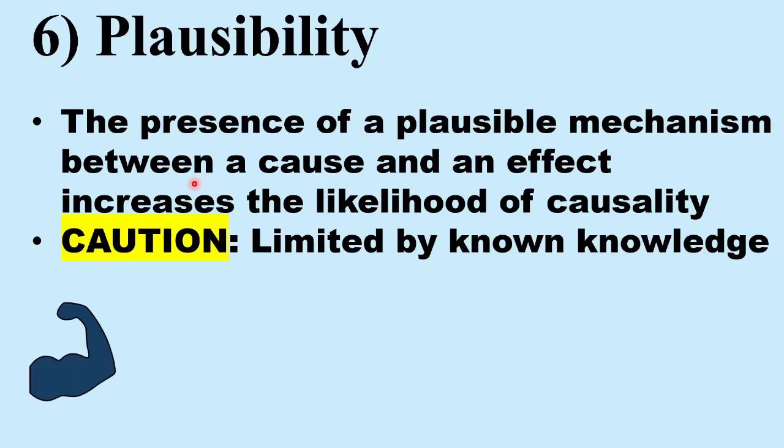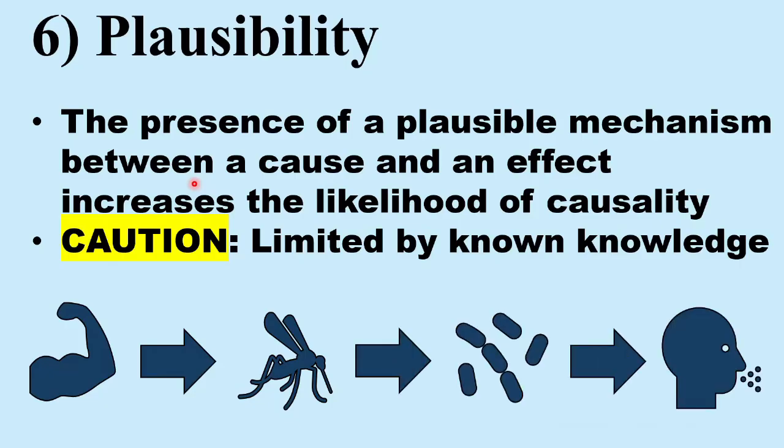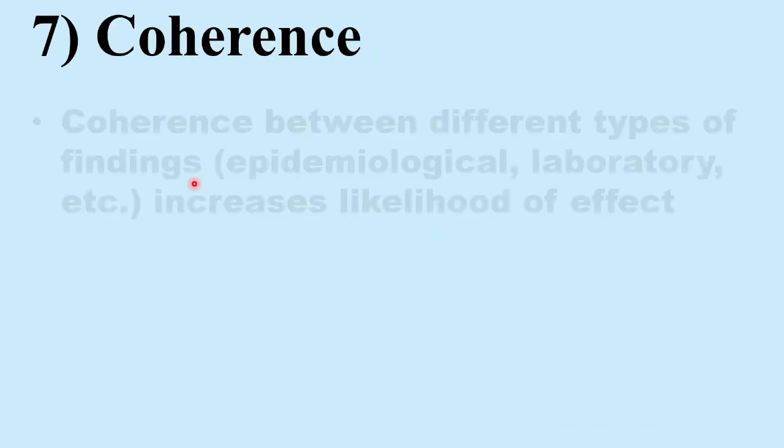So again, for more on plausibility, say someone gets stung by a mosquito, which carries a disease, and then they get sick. That's the plausible mechanism of a vector-borne disease. And so having a mechanism that makes it plausible for a cause and effect to come together strengthens the case.